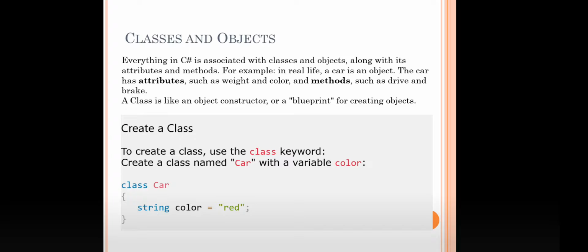To create a class, use the class keyword. Create a class with the class name Car, where the variable name is color, string type, and that's red. Here the car color is red.